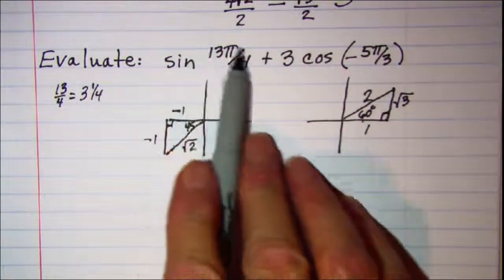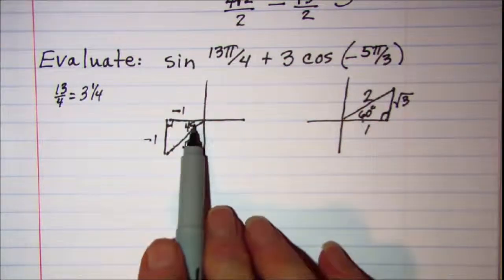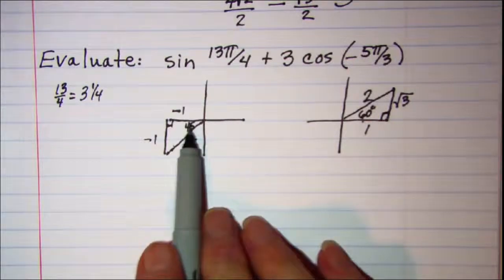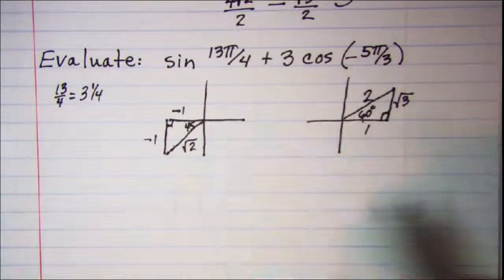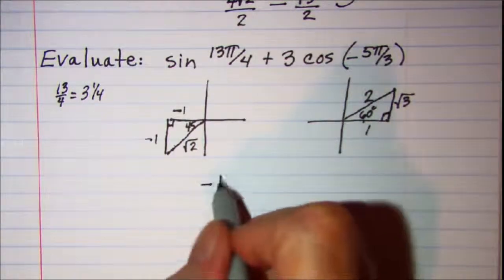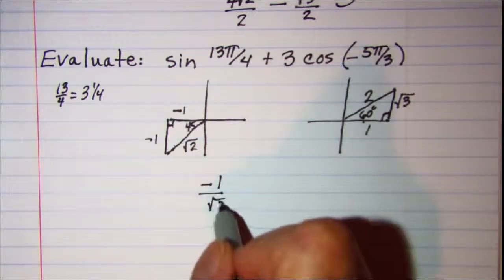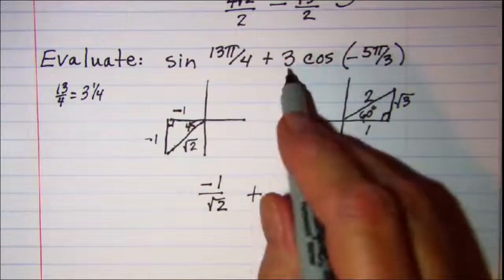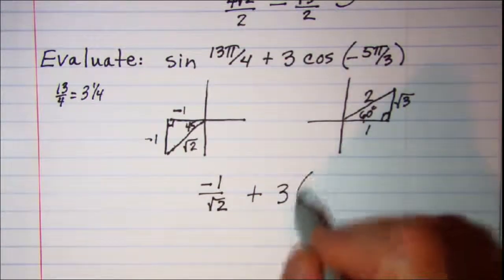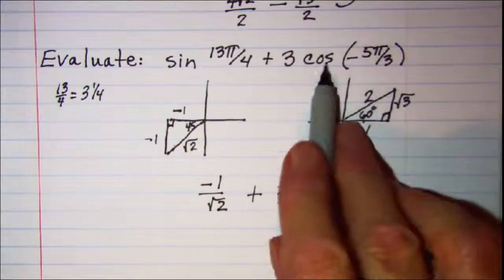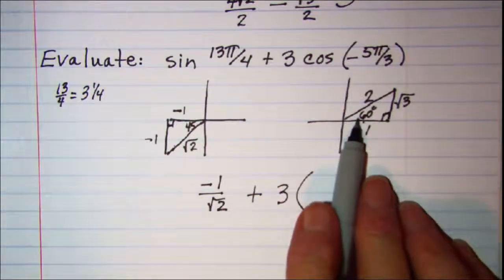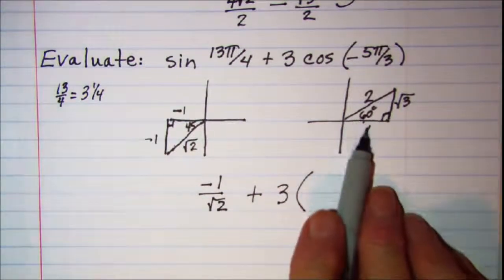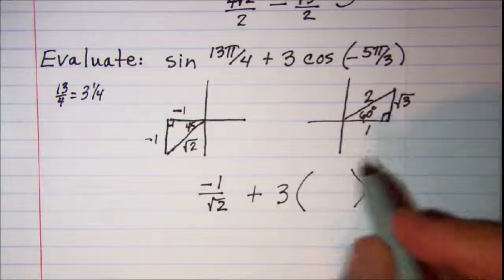All I want is the sine of my reference angle here. Sine is opposite over hypotenuse. So that'll be a negative 1 over root 2 plus 3 times, and then I need the cosine of this reference angle. Cosine is adjacent over hypotenuse, so that's 1/2.